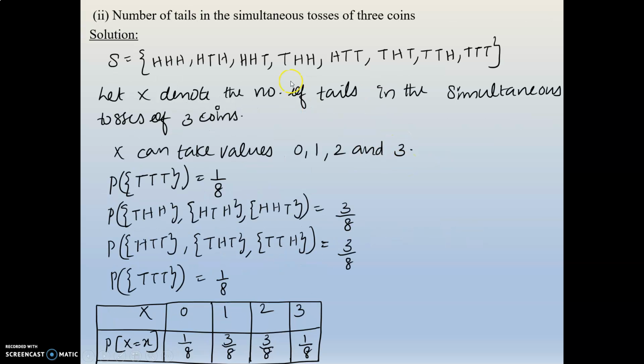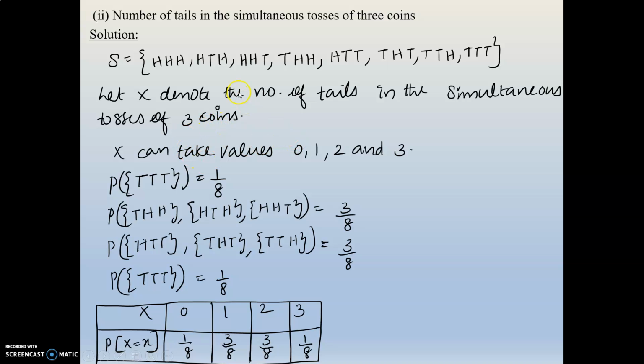Next one is the number of tails in the simultaneous tosses of 3 coins. So 3 coins are tossed, so all the outcomes are written in the sample space. So S is equal to HHH, HTH, HHT, THH, HTT, THT, TTH and TTT. So let X denote the number of tails in the simultaneous tosses of 3 coins.